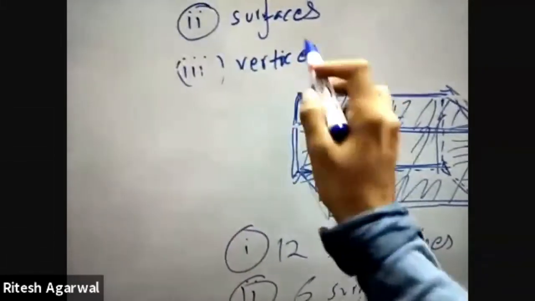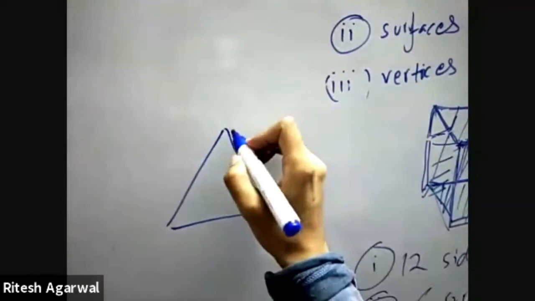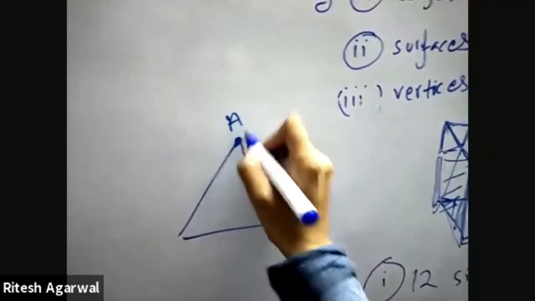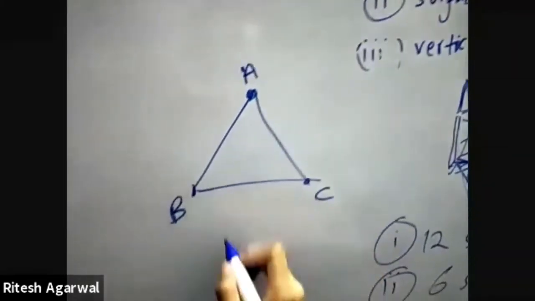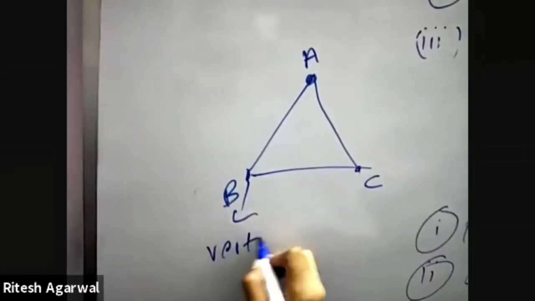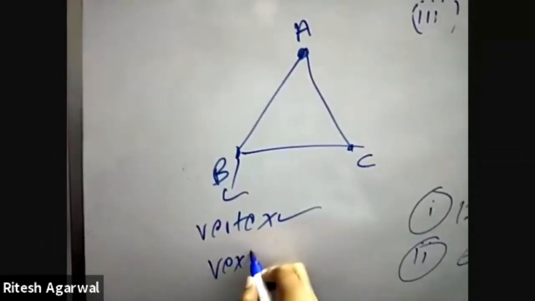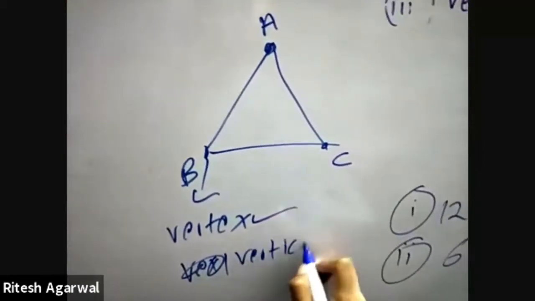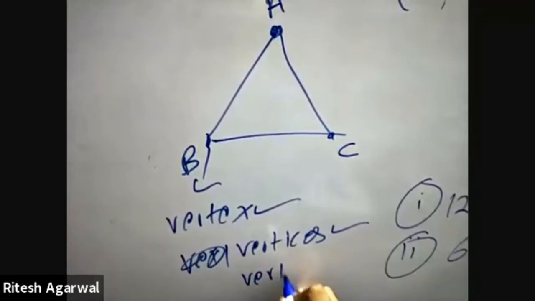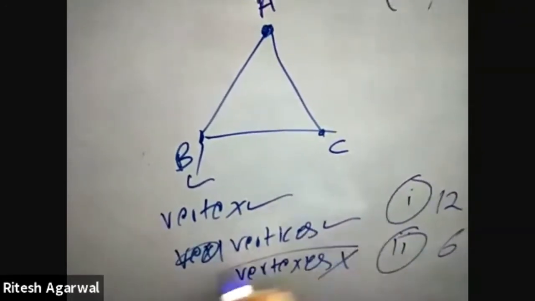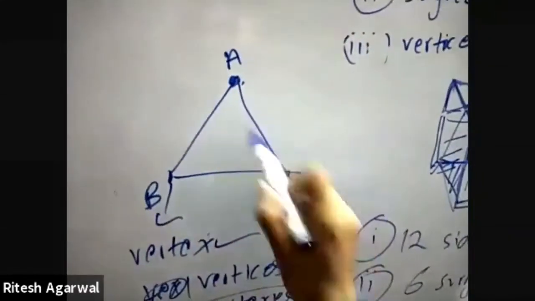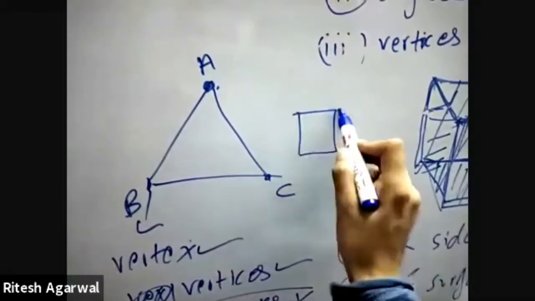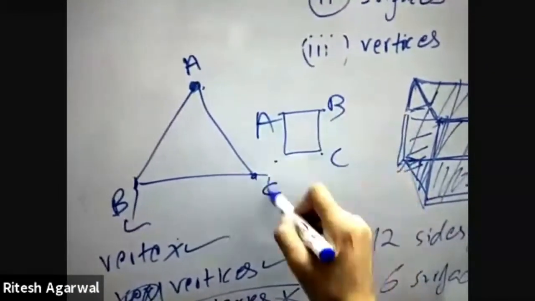Third one, we have to find the vertices. Suppose in a triangle, we have 3 vertices. This is the first point, vertex A, vertex B, vertex C. The singular word is vertex and the plural word is vertices. It is not vertexes. In a triangle, there are 3 vertices or 3 points. In a square or a rectangle, you have 4 vertices. So we call it A, B, C, D or PQRS.